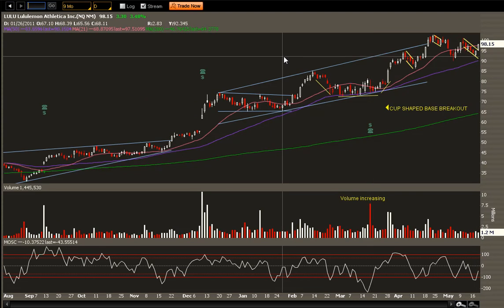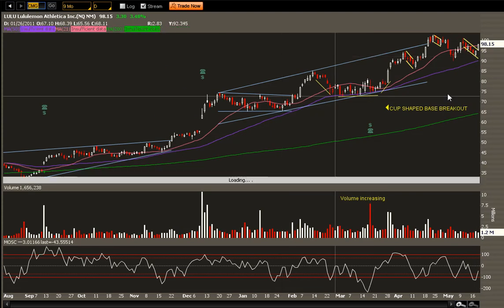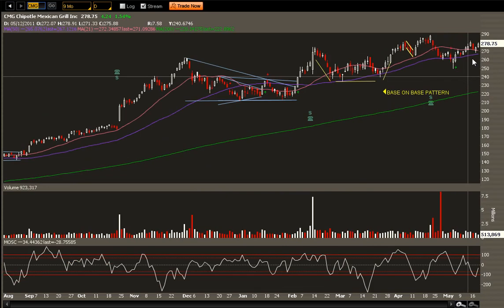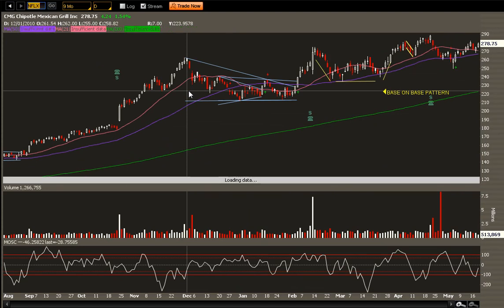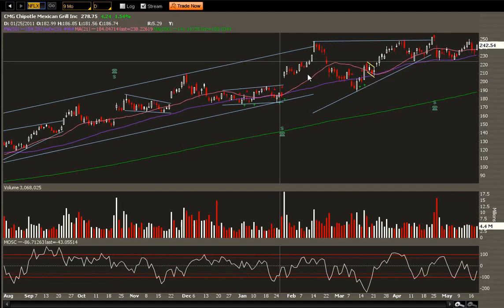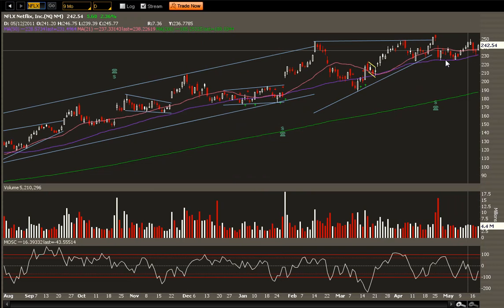And then we have CMG, which also has bounced off its 50-day moving average nicely, and it's at 278. And what else could we look at? Netflix, NFLX, one more time, and this is a favorite stock again. NFLX is flirting with the 50-day. It bounced right off from here, and it's at 242. Hopefully it should hit a little bit higher in the next few days.